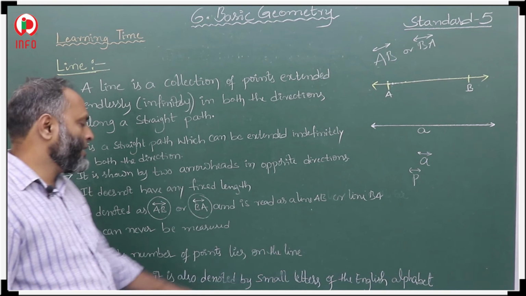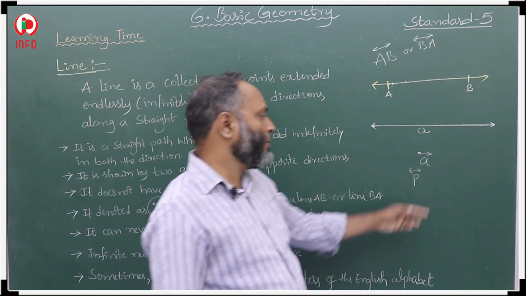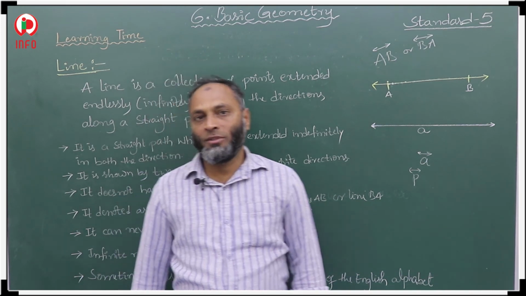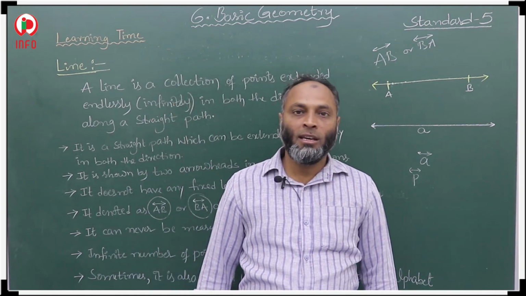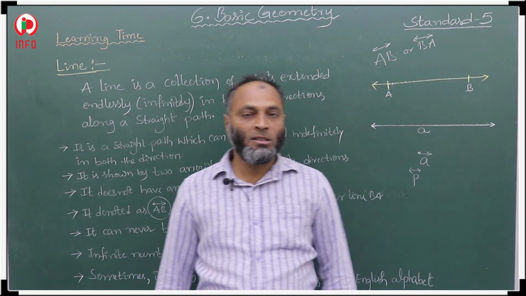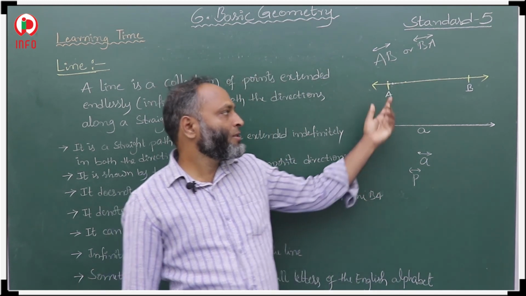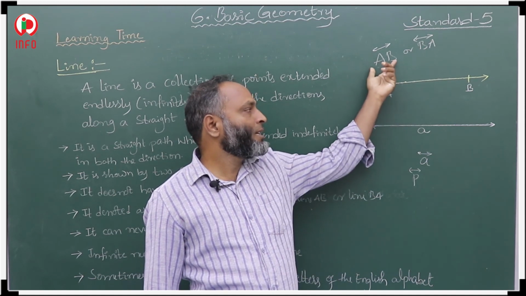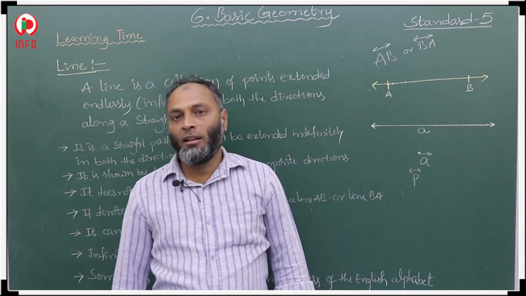Sometimes it is also denoted with a small letter. If you want to use a small letter, only one small letter is enough to represent the line. Sometimes we use small letters, and most of the time we use capital letters. When you are using capital letters, this is the representation of a line.